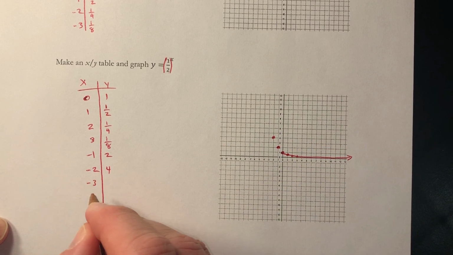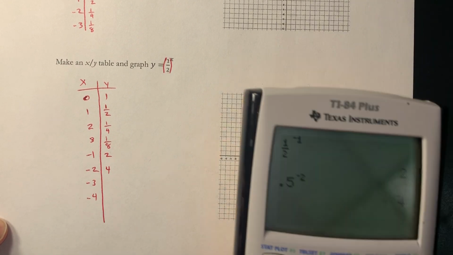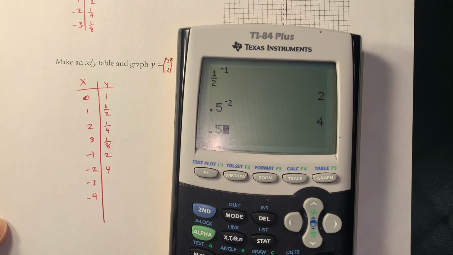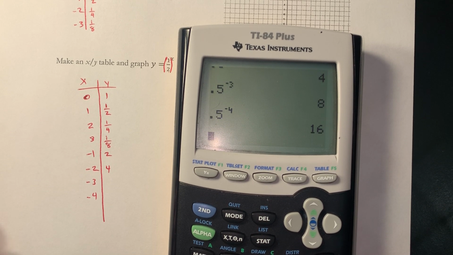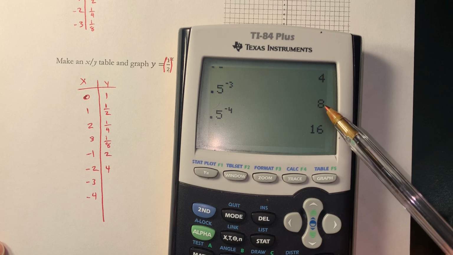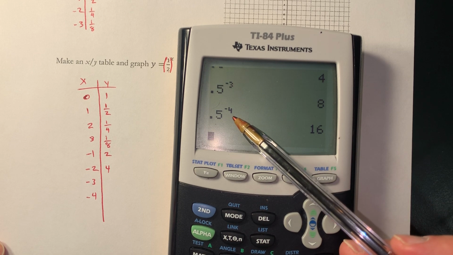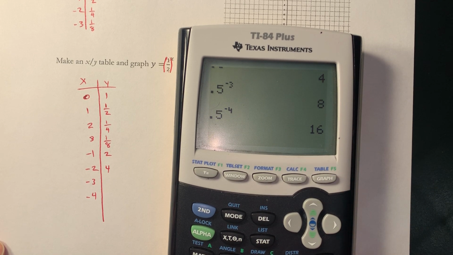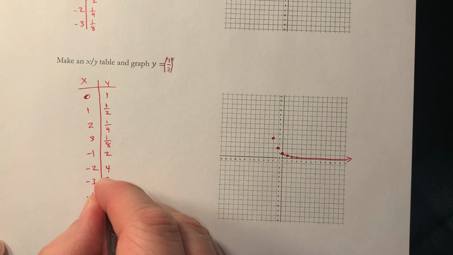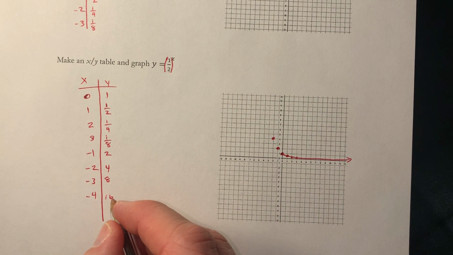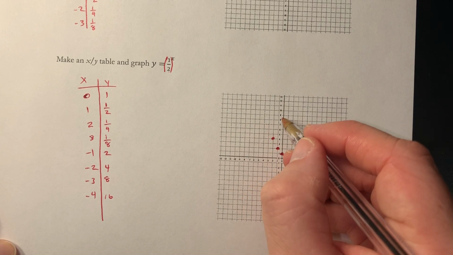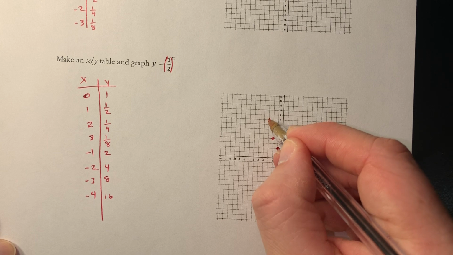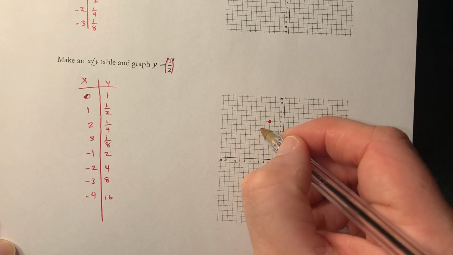Okay, then I'll do negative 3 and then negative 4. So 0.5 raised to the negative 3 and 0.5 raised to the negative 4. For negative 3 as an input, I get an output of 8. Negative 4 as an input, I get an output of 16. So I've got negative 3, 8, and then negative 4, 16.